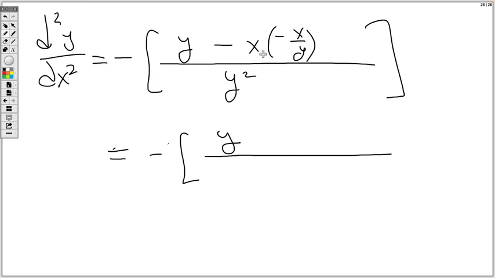So what do I get out of this? This is a minus x over 1. So minus x times minus x is what? Plus x squared over y cubed. Excuse me, y squared. I'm getting ahead of myself.